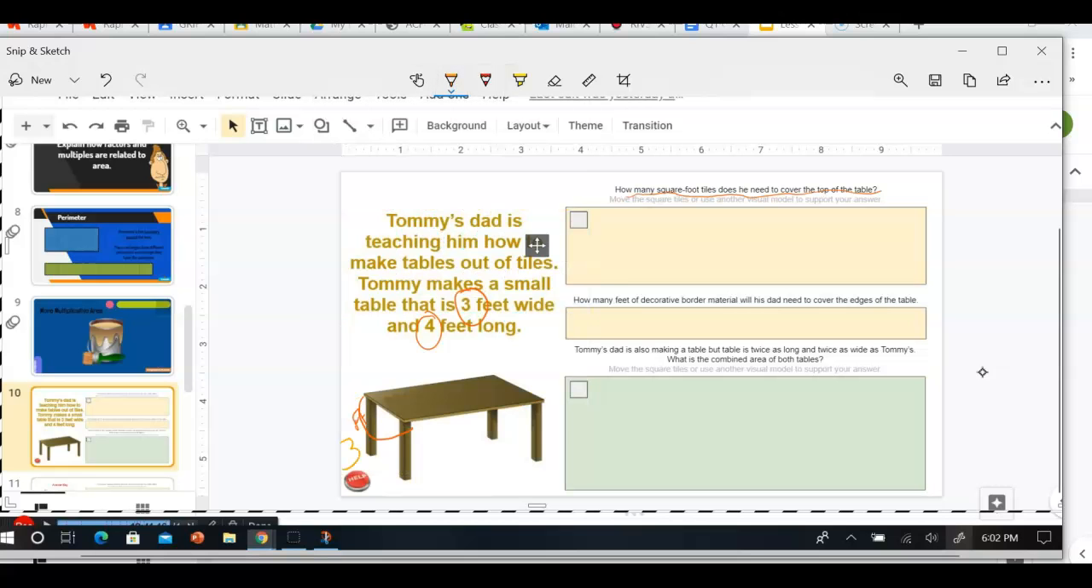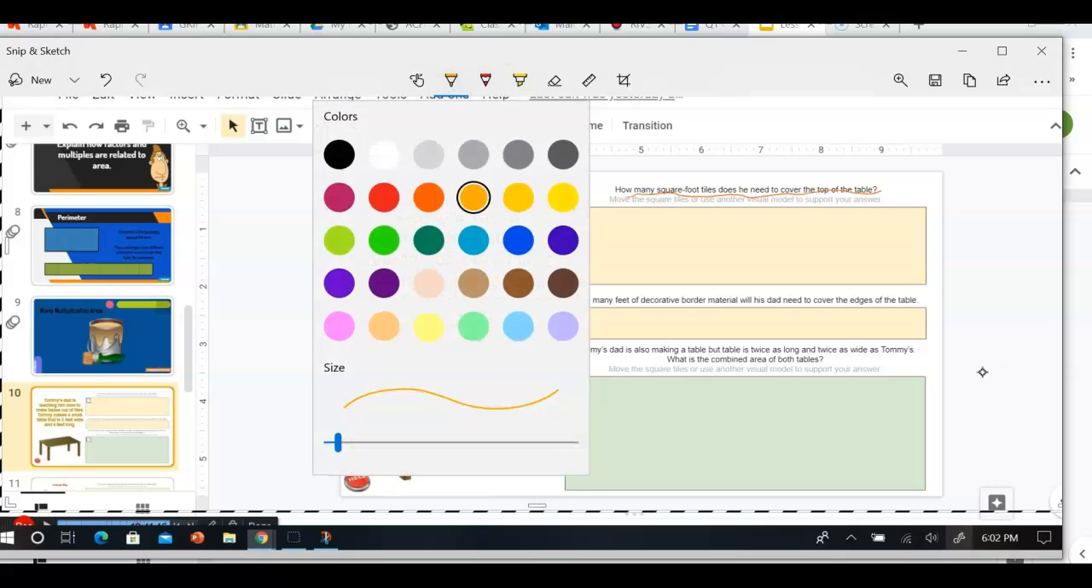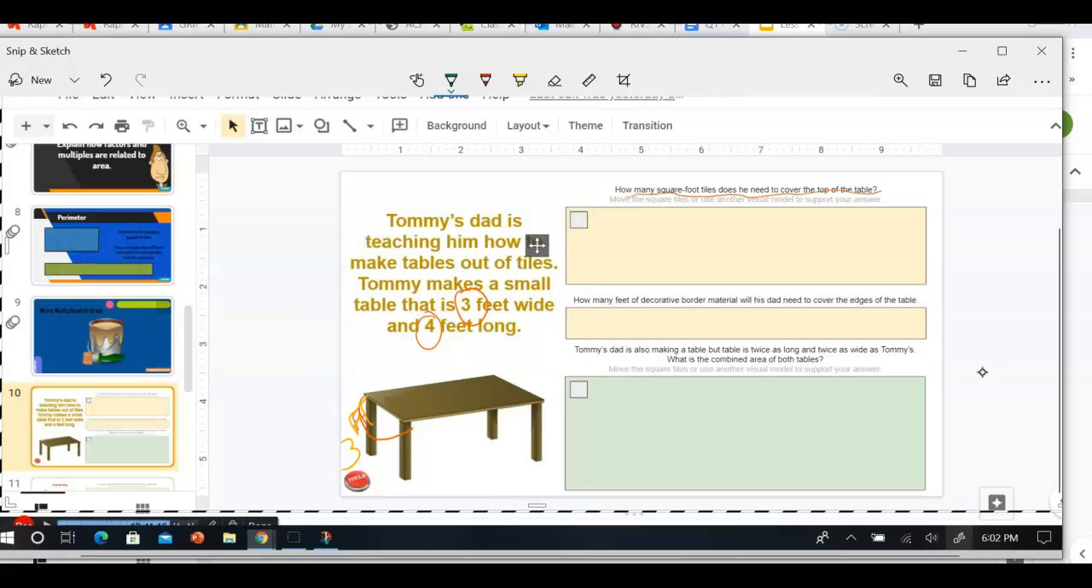Okay, so this side over here is 3 feet. And the length is 4 feet long. So from here all the way to here is 4 feet. All right, so that's the table that he has, and we've got a question to go along with it, of course. Just repeating it. How many square foot tiles does he need to cover the top of the table?